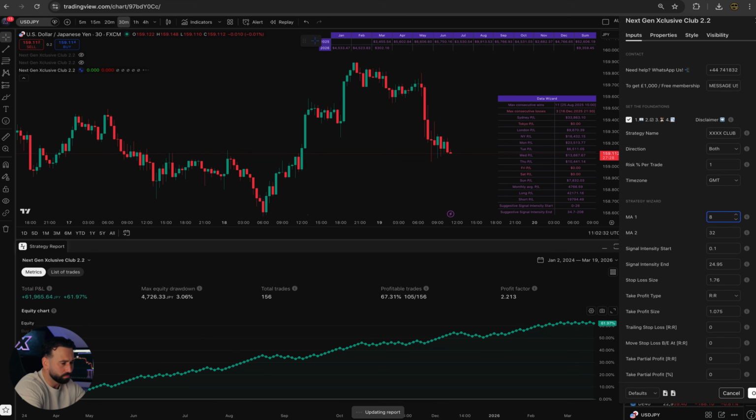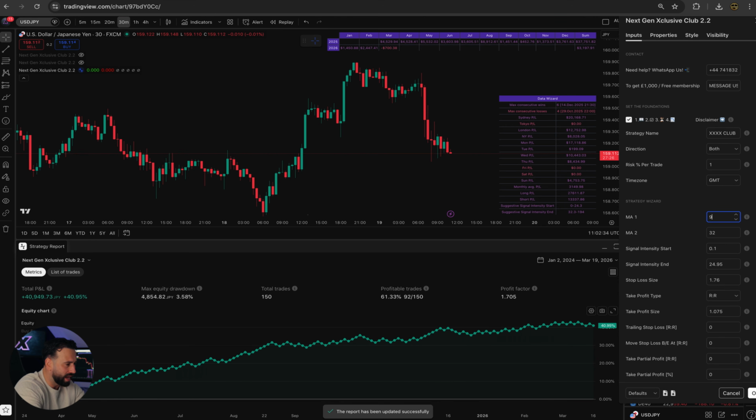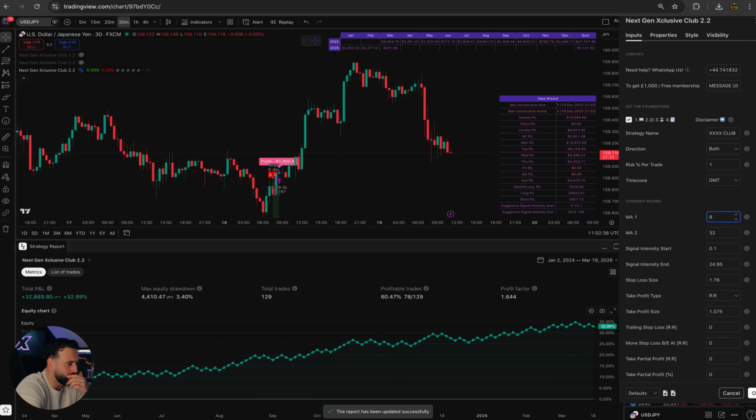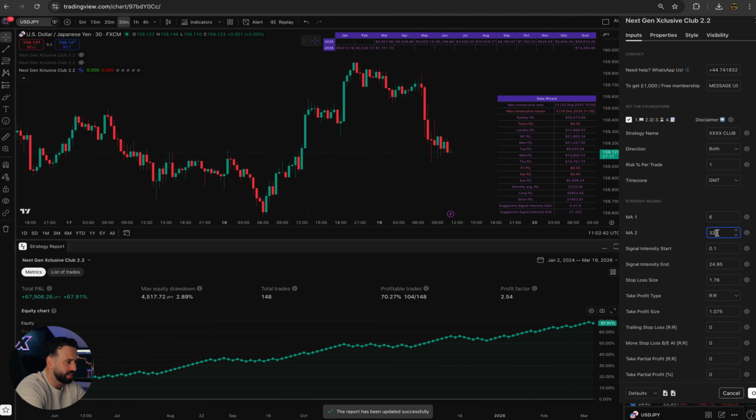But I like to do these little bits manually. I like to see how the stats are changing. So I'm learning about my system. I'm learning about what's working, what's not working. So 6 at the moment is the best. Now we're going to try MA2.